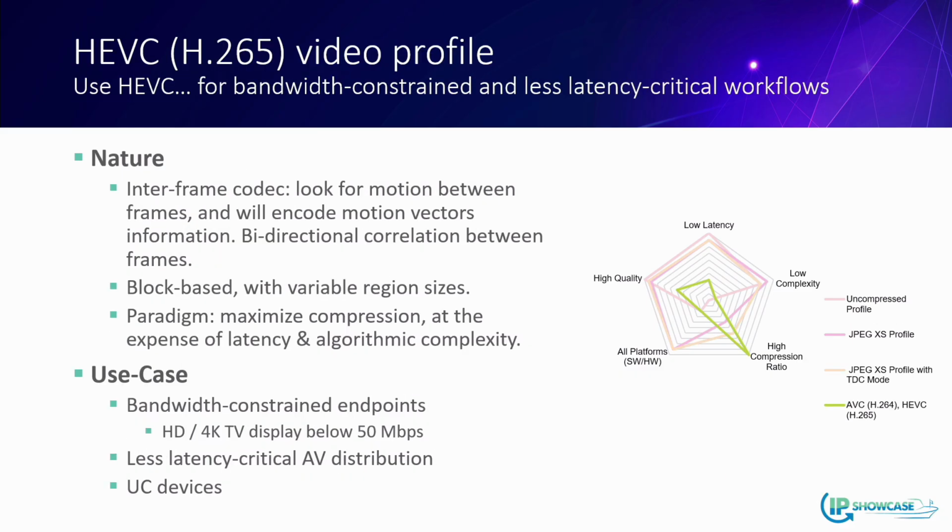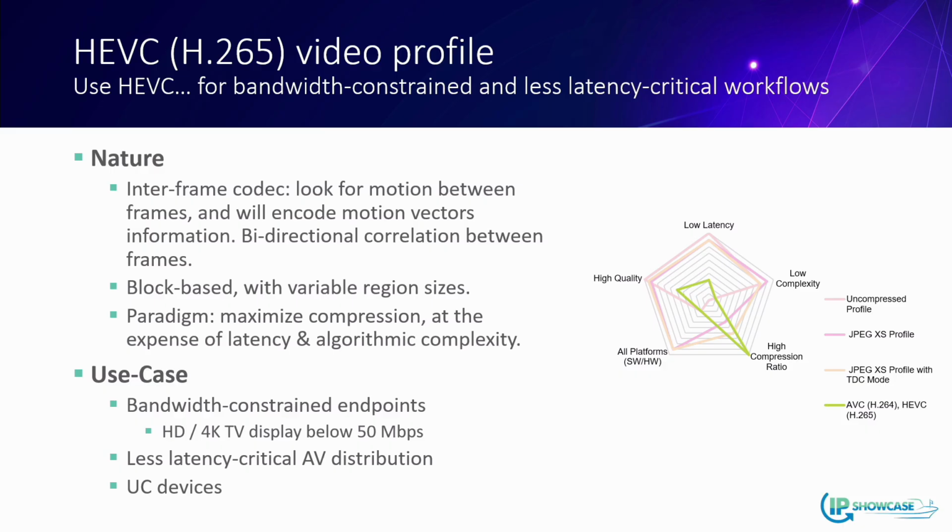Then we've got the HEVC video profile, which is great if you've got a bandwidth-constrained environment and where latency is less critical. So here, compared to the TDC profile of JPEG XS, the algorithm will look for motion between images and not for lack of motion. That means it's great if you want to distribute some natural content, but if you've got static content where you've got fine details, it might be less suitable.